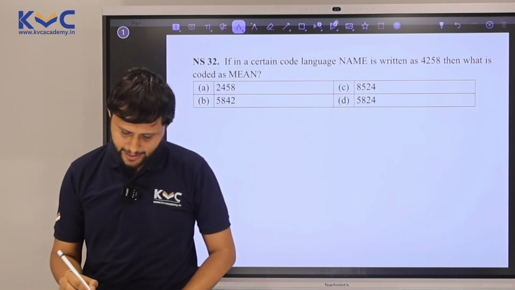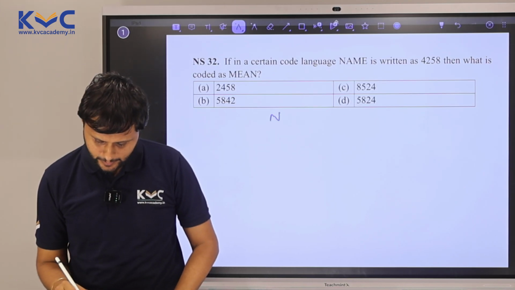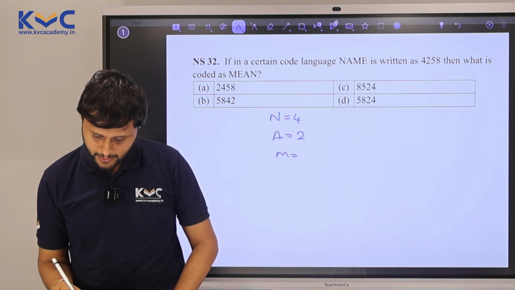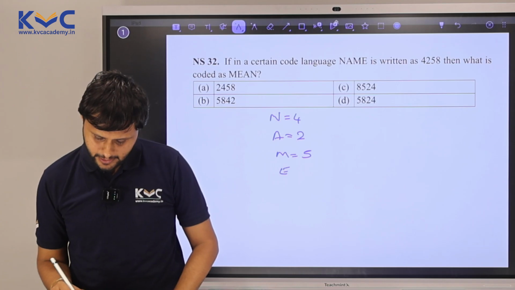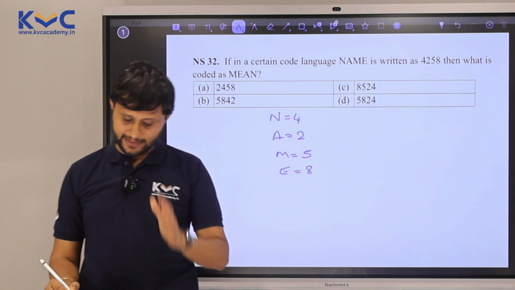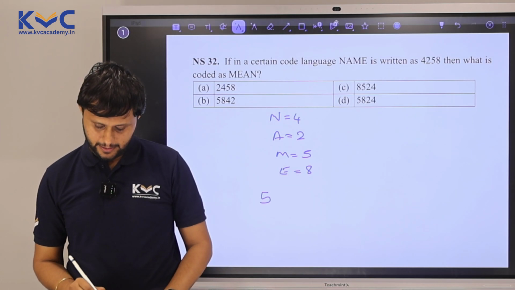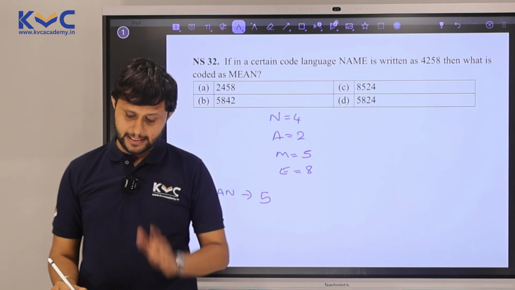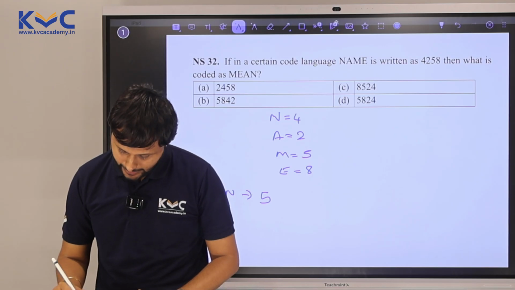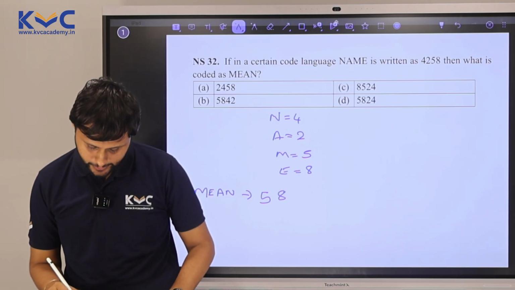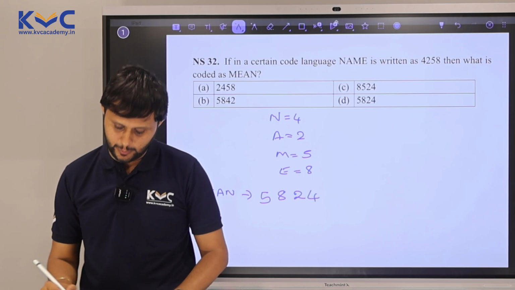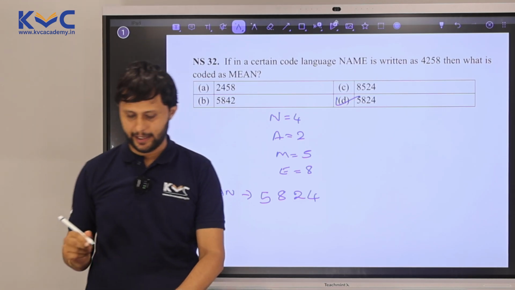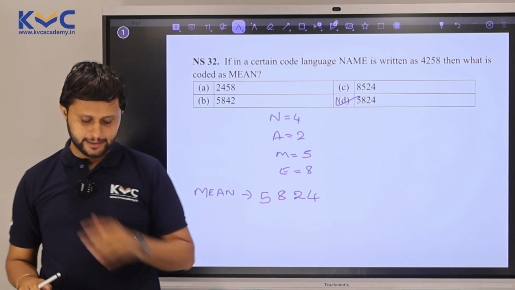I've explained that. I'll write it again. Okay. For N we have N is equal to 4, we have A equal to 2, we have M equal to 5 and we have E equal to 8. So in that case MEAN we have 5, E is equal to 8, A is equal to 2 and N is equal to 4. 5824 is the right answer. Option D is right. Okay, question number 33.